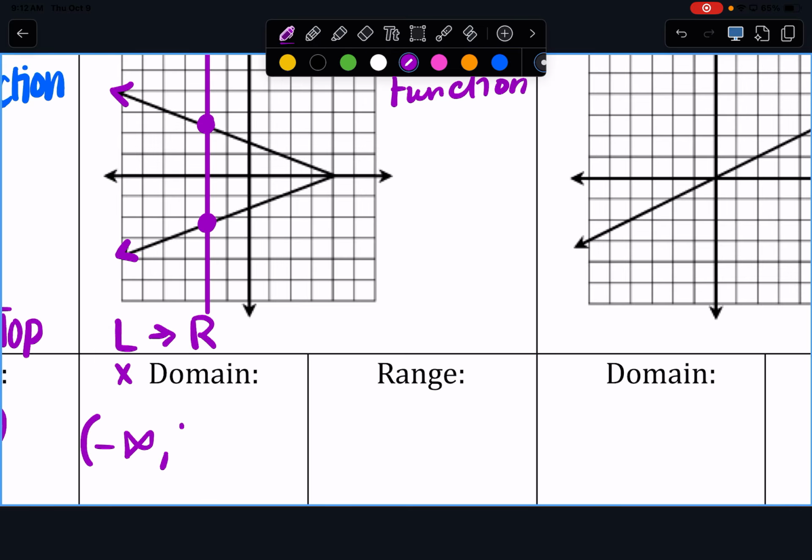Now, where is the rightmost part of this graph? 4. Will it get a parentheses or a bracket? It will get a bracket. If it is not open, it is closed.